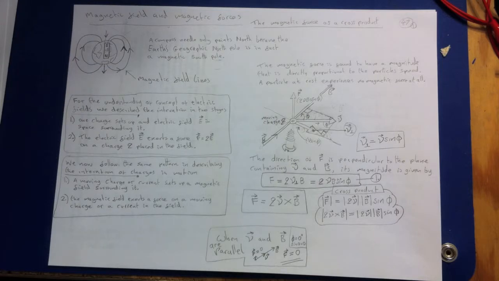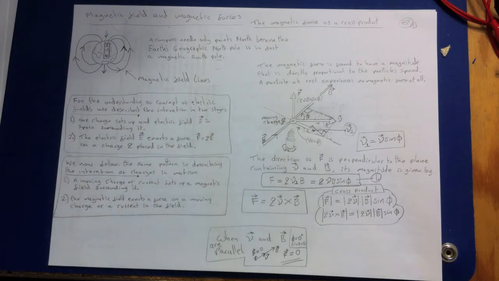In describing the interaction between two charges at rest, we introduced the concept of electric field, and we described the interaction in two stages. One, a charge sets up an electric field E in the space surrounding it, and two, the electric field E exerts a force F equals QE on a charge Q placed in the field. We will follow the same pattern in describing the interaction of charges in motion. So here, one, a moving charge or current sets up a magnetic field surrounding it, and two, the magnetic field exerts a force on a moving charge or a current in the field.